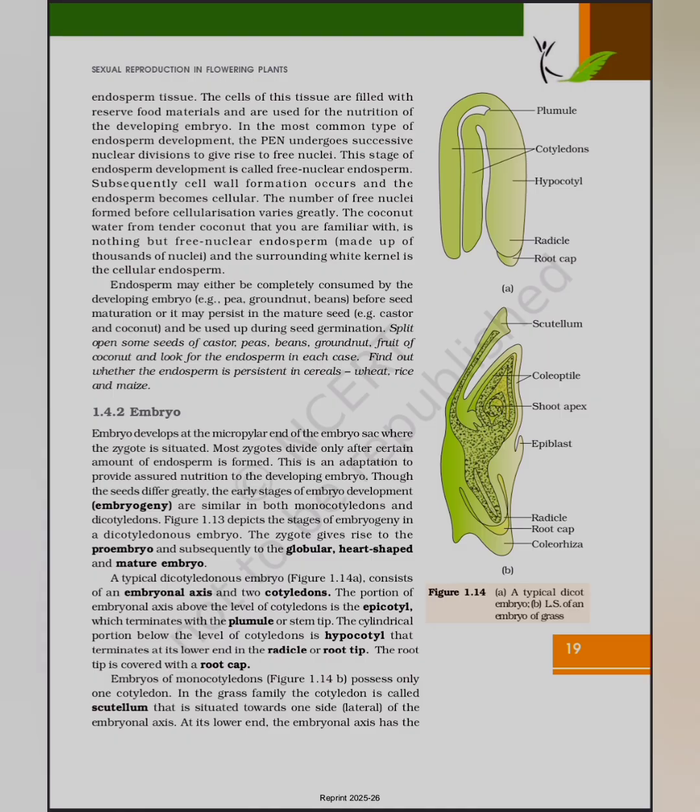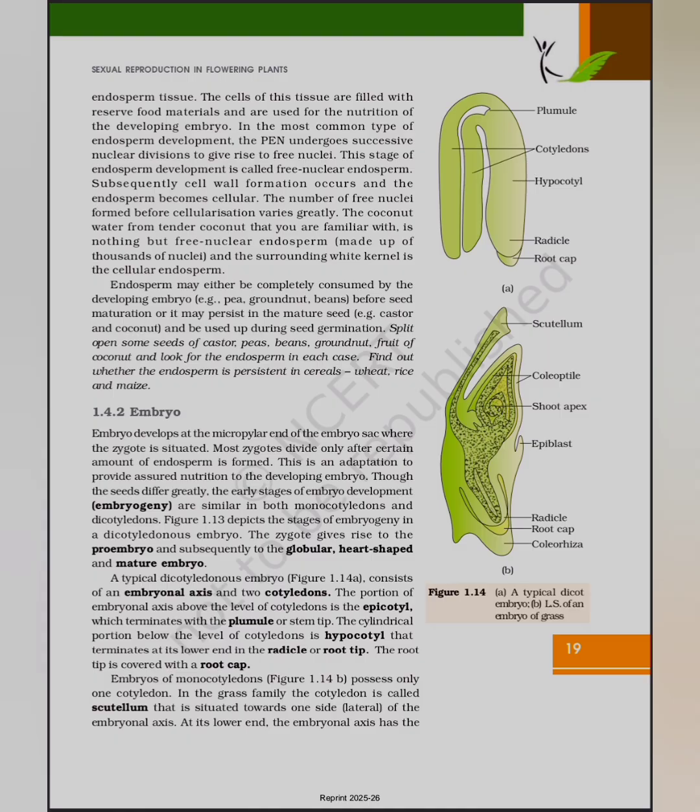A typical dicotyledonous embryo consists of an embryonal axis and two cotyledons. The portion of the embryonal axis above the level of cotyledons is the epicotyl, which terminates with the plumule or stem tip. The cylindrical portion below the level of cotyledons is the hypocotyl, which terminates at its lower end in the radicle or root tip. The root tip is covered with a root cap.